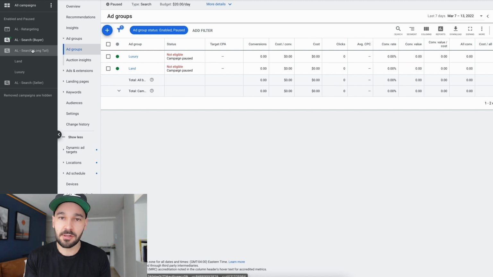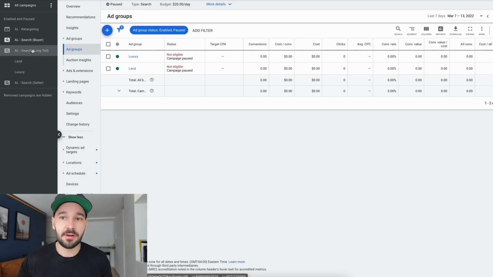Now, we always talk to our clients about which long tail campaigns they want to do, and we always have recommendations. So some examples are luxury, land, acreages, waterfront, things like that. You could even do luxury condos as one as well. It just depends on your market and what you want to focus on.